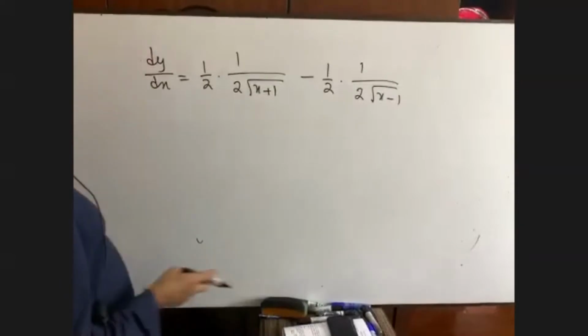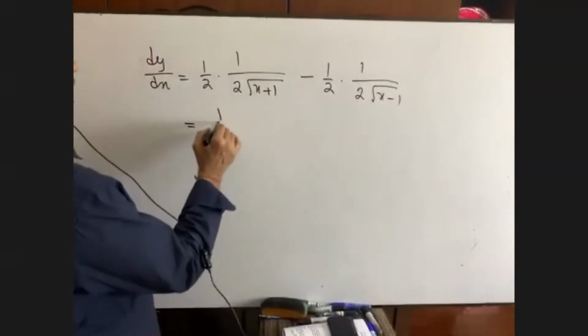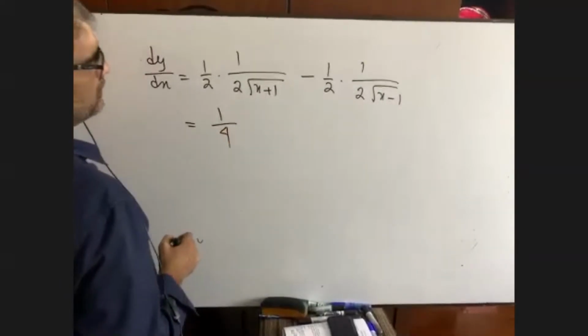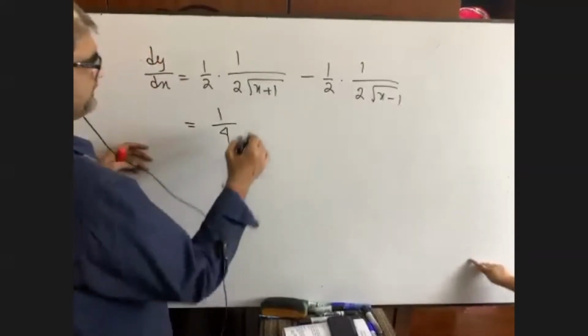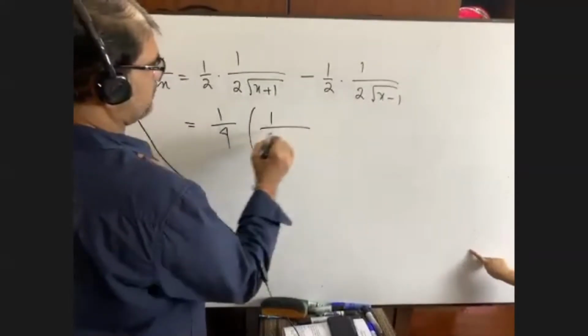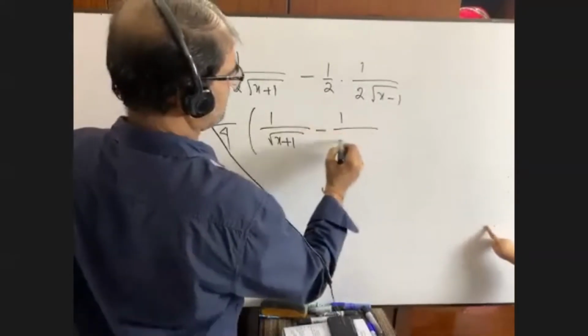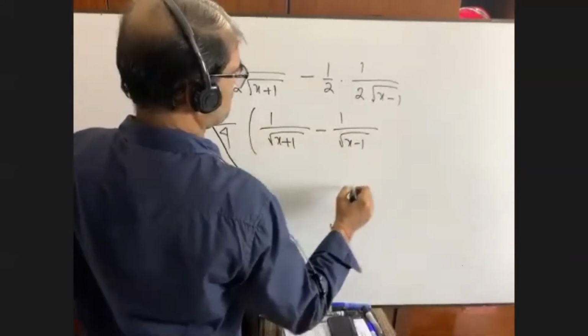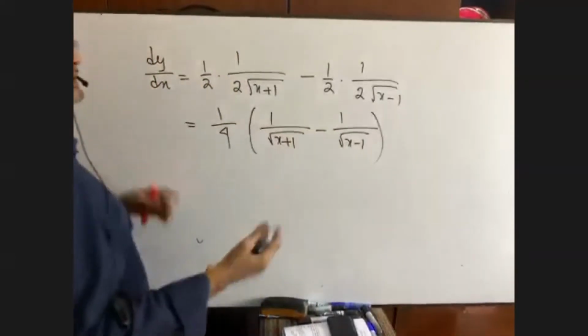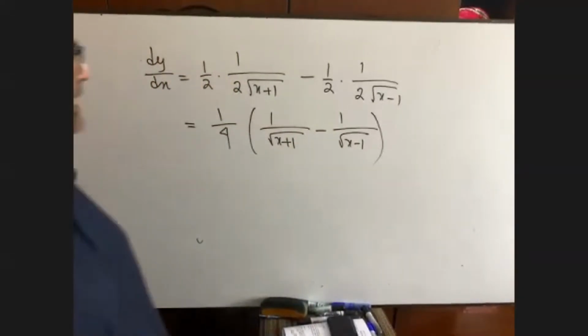Now you can do it. 1 by 4. Okay. 1 by root over x plus 1 minus 1 by root over x minus 1. You keep it like that. Perhaps it may be the answer.